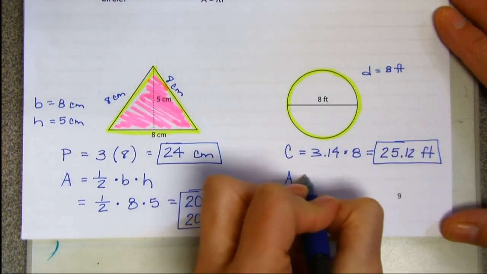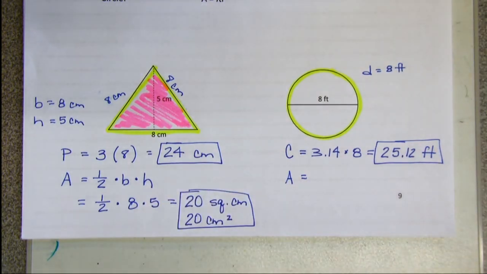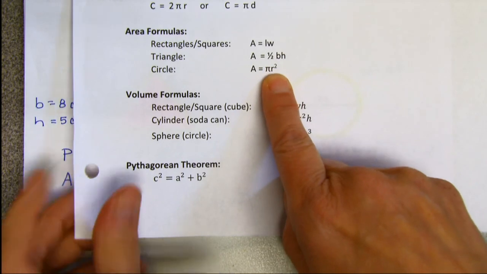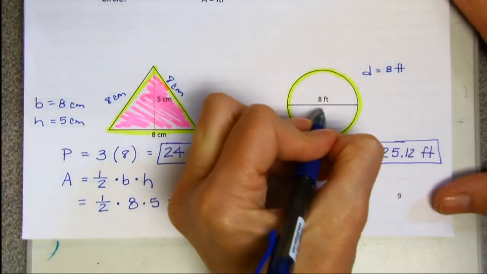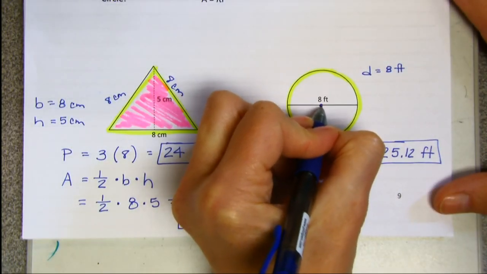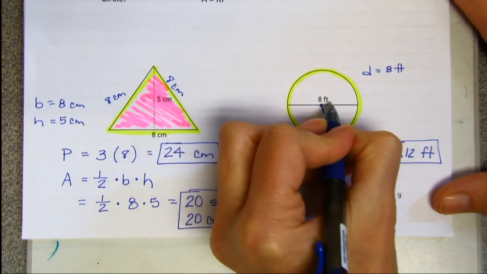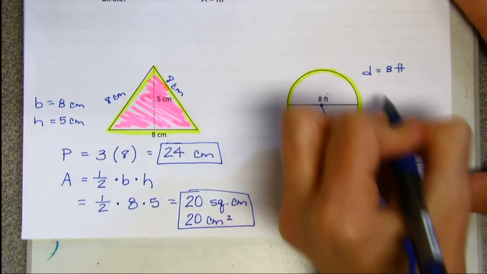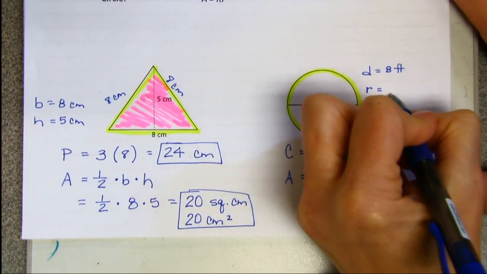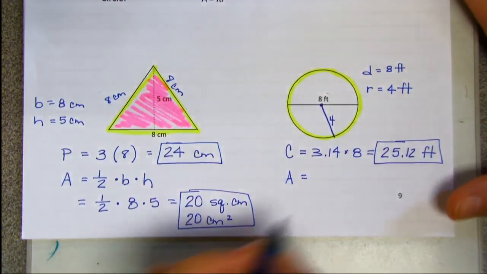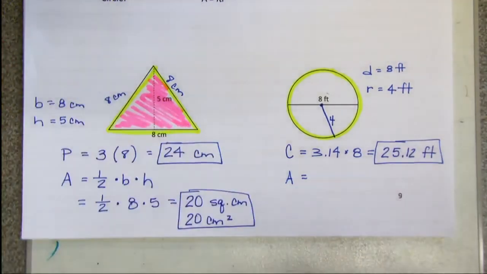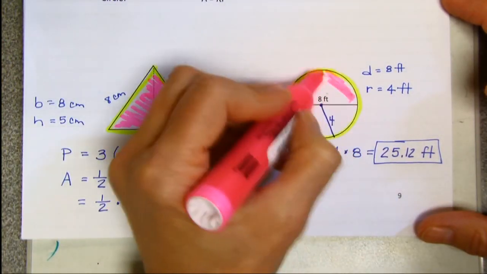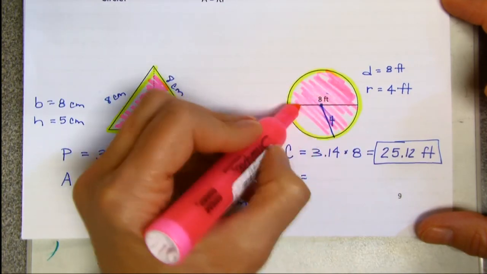Now I'm going to do the area. All right, the area. If you'll look here, the area of the circle is pi, but now I need radius. So the radius is from the center to the edge, which is, if you recall, half of the diameter. So half of 8 is 4. So my radius would be 4 feet. So the area, which again means this portion in pink.